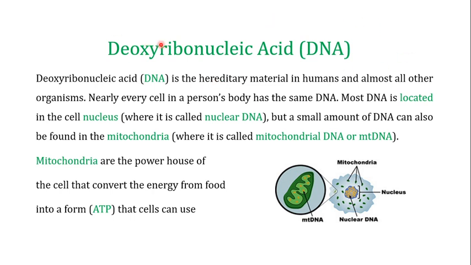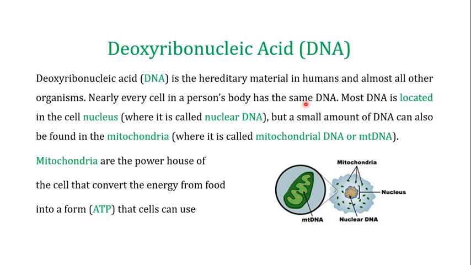First, we will focus on the deoxyribonucleic acid, or the DNA. So the DNA is the hereditary material in humans and almost all other organisms. In most of the organisms, the hereditary material is the DNA, including the humans. In the humans, nearly every cell in a person's body has the same DNA. So whichever cell you take is going to have the same DNA. If this is a cell from a liver, a cell from a brain, a cell from the lungs, all of these cells are going to have the same DNA.